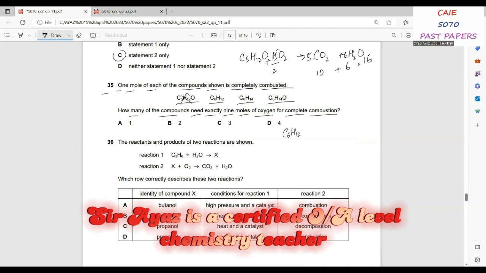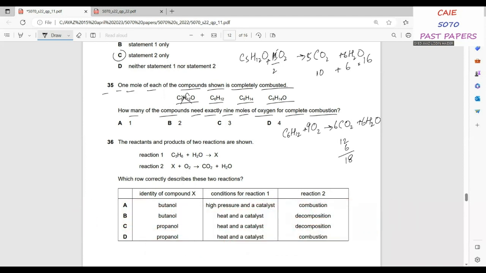C6H12 plus O2 gives CO2 plus H2O. Let's balance the equation. We have 6 CO2. What about hydrogen? 6 H2O. 6 times 2 is 12, 12 plus 6, 18. We need 18 atoms of oxygen on the reactant side. So I have to write 9 before O2. So C6H12 will be one of the compounds needing 9 moles of oxygen.